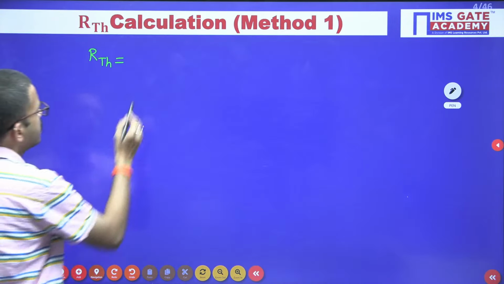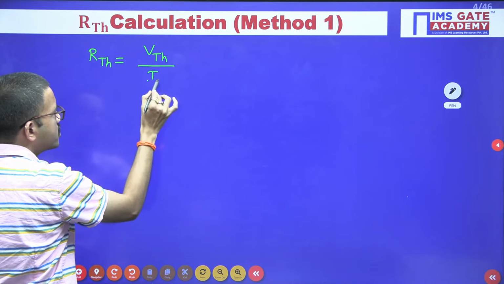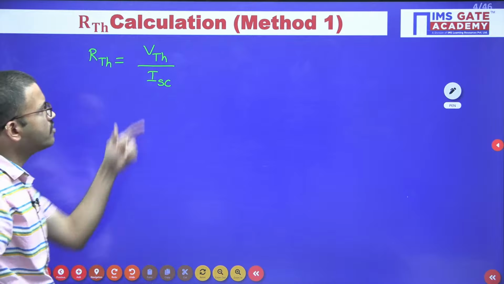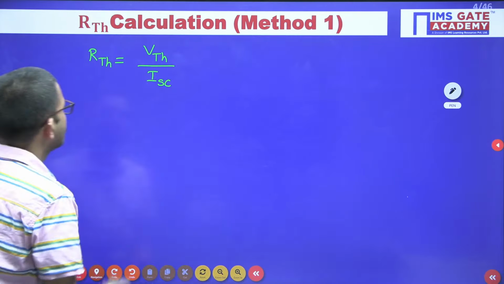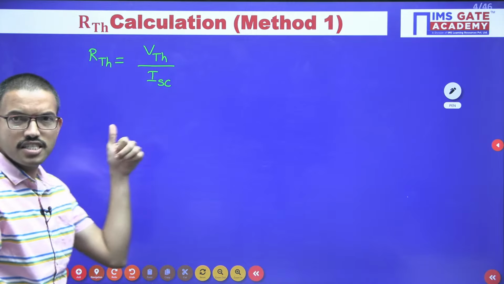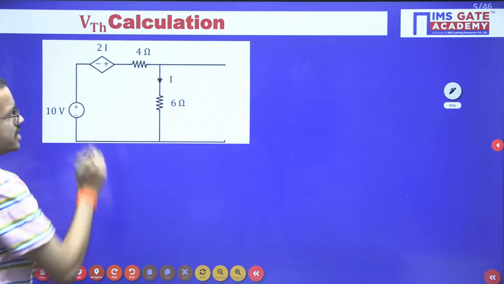So in the first method, we are calculating VTH first and then short circuited current we are calculating. After that, we are taking the ratio of both. From there, we will get RTH. Okay, so first let us calculate RTH in this method. Okay. So first of all, VTH calculation.